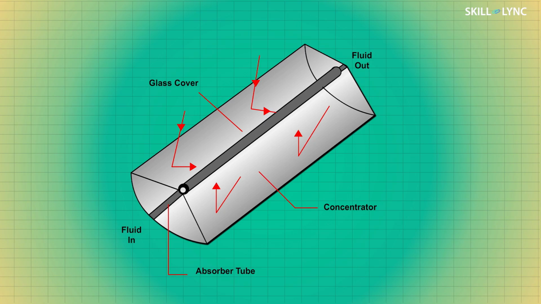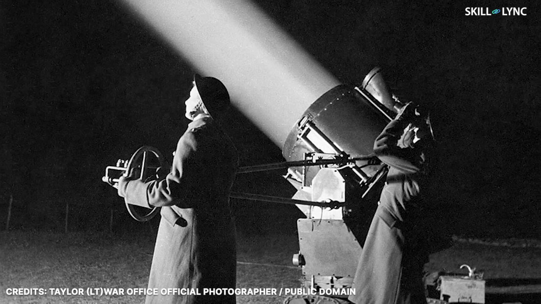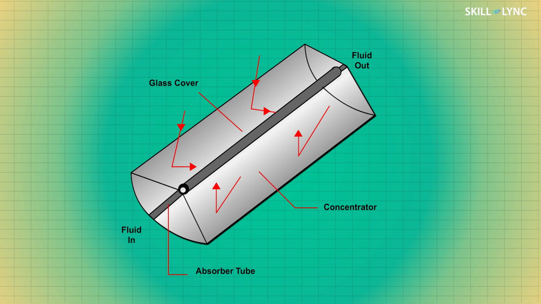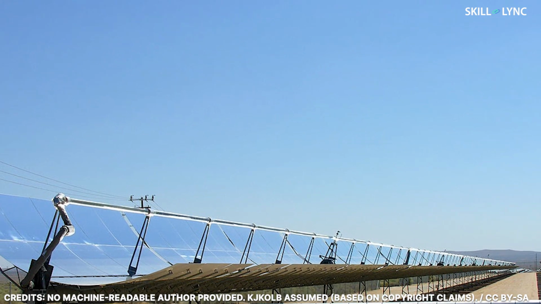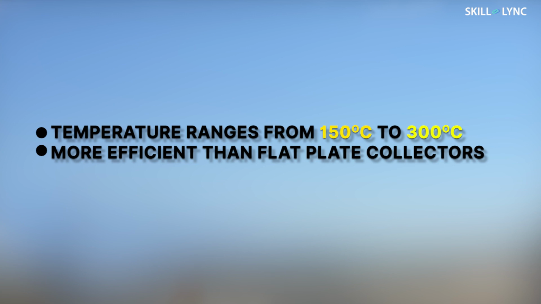Higher temperatures can be obtained by using cylindrical parabolic collectors. Parabolic curves are also used for focusing. A parabolic surface is used to concentrate solar radiation. A cylindrical parabolic concentrating solar collector has water flowing through an absorber pipe which is at the axis of the parabolic collector surface. Thus, energy is concentrated on the axis and water is heated in a range of 150 to 300 degrees Celsius. This results in a more efficient system than flat plate collectors.